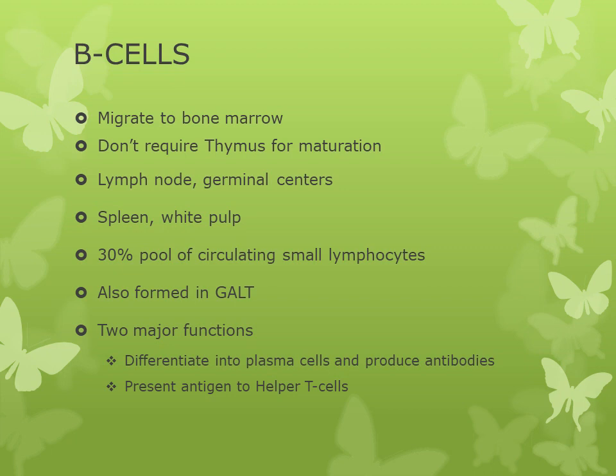B cells comprise 30% of the pool of circulating lymphocytes. The rest of the lymphocytes are the T cells. They are predominant in number.